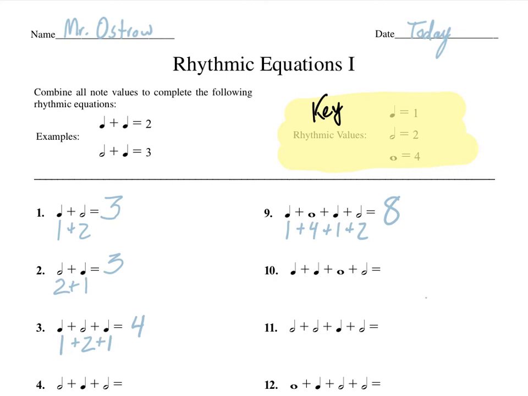We're going to do number 10. 1 plus 1 plus 4 plus 2, 6, 7, 8. Also equals 8. And number 11. 2 plus 2 plus 1 plus 2. So that's going to be 2, 4, 5, 6, 7.